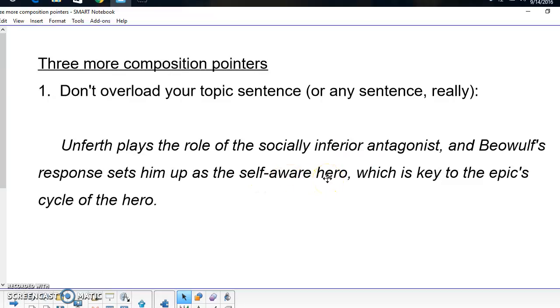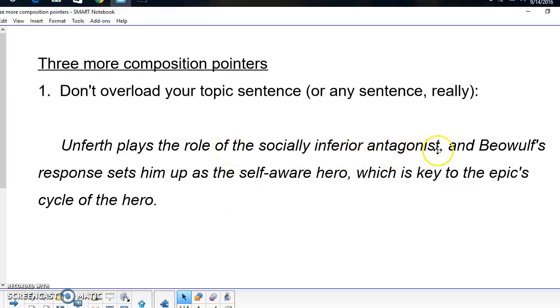And then not only do I have this new phrase, I have now a "which" clause, which is giving me even more information, which is key to the epic cycle of the hero. That's another good phrase. It's the conclusion that the writer is drawing from this claim about the self-aware hero. All 3 of these clauses are really useful, but they can't all be jammed together in a single sentence. And then the writer says, well, let me go back and do number 1 again. Don't do it that way.